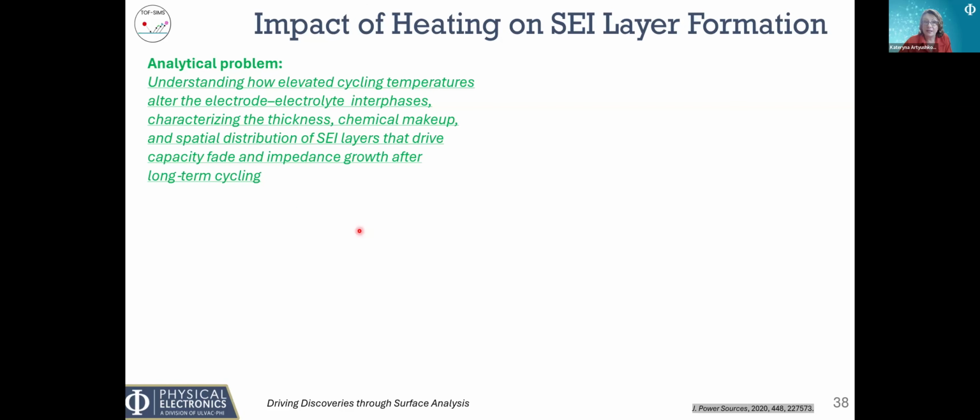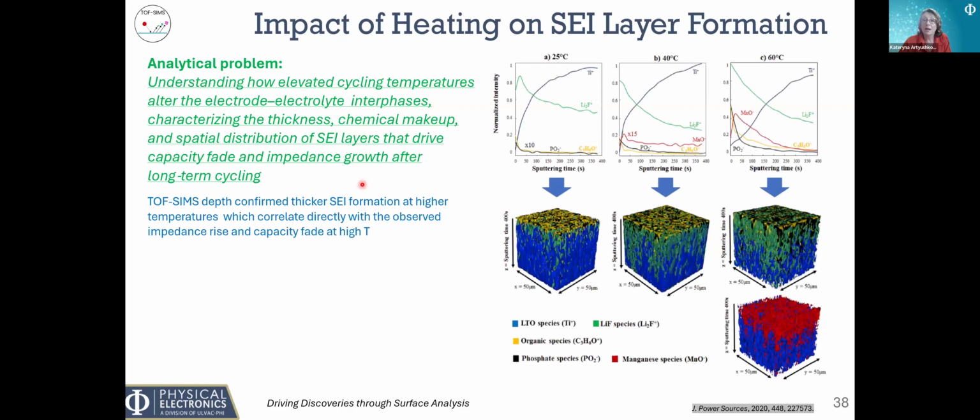Here's an example of how TOF-SIMS can be used to really look at the chemical makeup, spatial distribution and thickness of the SEI layer, which is related directly to the capacity fade and stability of the battery. So the authors in this paper looked at depth profiling, and the power of TOF-SIMS is that you can do three-dimensional depth profiling. At each cycle of the depth profile, you can create a map. So you can get these really nice three-dimensional volumes representative of your structure.